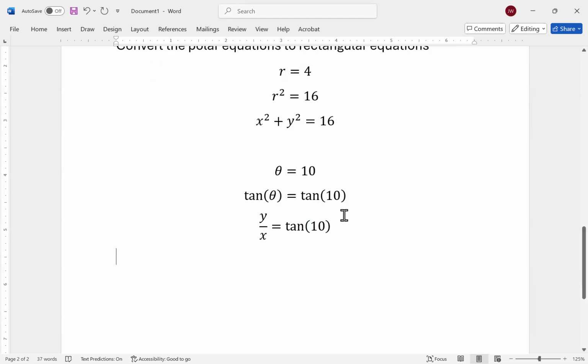It's just some numerical value. Rewriting that, I get y is equal to the tangent of 10 multiplied times x. Again, that's y equals about 0.65 times x. Therefore, this is just a line through the origin. So r equals a number gives us circles of whatever that number is as far as radius goes, and theta equals a number gives me lines through the origin.